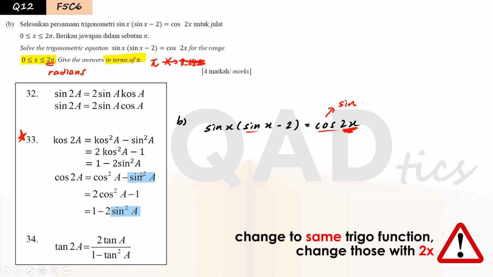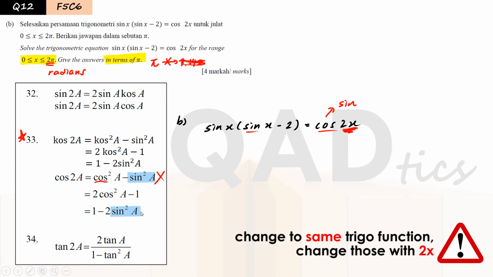If we use this one, what will happen? It will be a bit conflicting, because if we change cos 2x to become this one, it still has cos. We want the entire equation to be just sine. Since there's cos here, we cannot use this one. We want to change everything to be sine only.